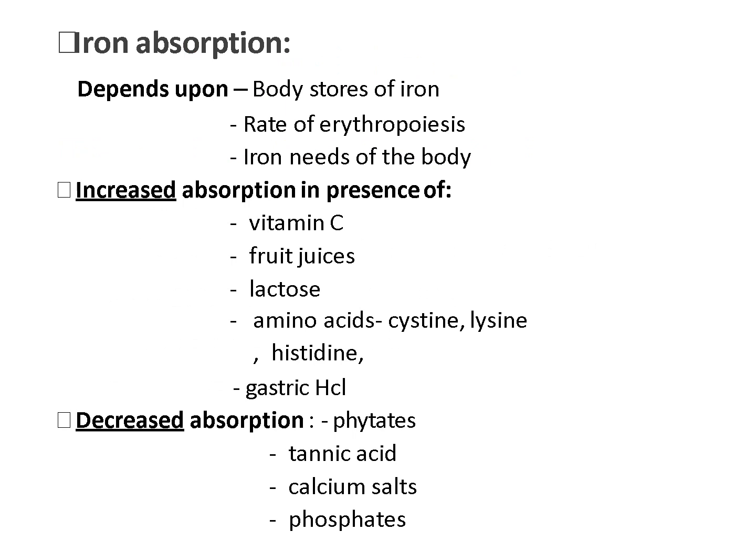Iron absorption depends upon body stores of iron, rate of erythropoiesis, and iron needs of the body. Iron absorption can be increased in the presence of vitamin C, fruit juices, lactose, amino acids, cysteine, lysine, histidine, and gastric HCl. The absorption can be decreased in the presence of phytates, tannic acid, calcium salt, and phosphates.